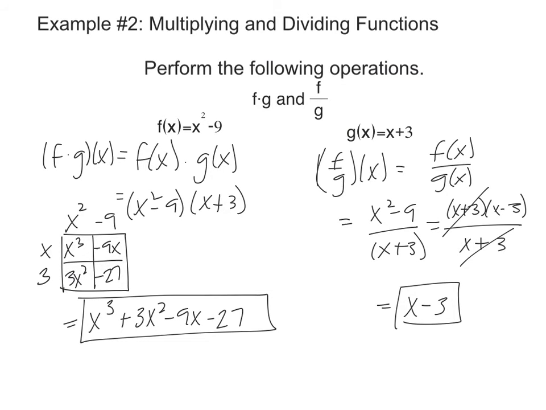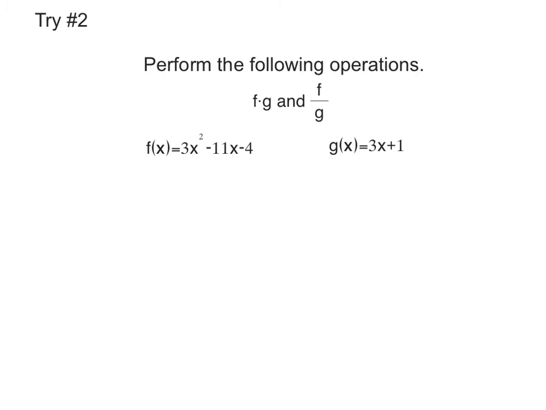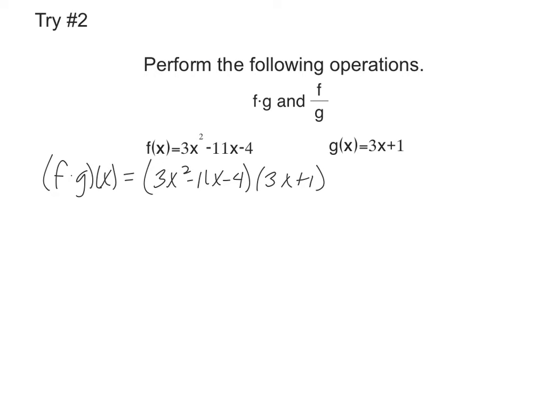Let's try the next one. So again, we're multiplying. This time I won't write the rules. So this is f times g of x, which would be 3x squared minus 11x minus 4 times 3x plus 1. Let's go ahead and do a box for that.